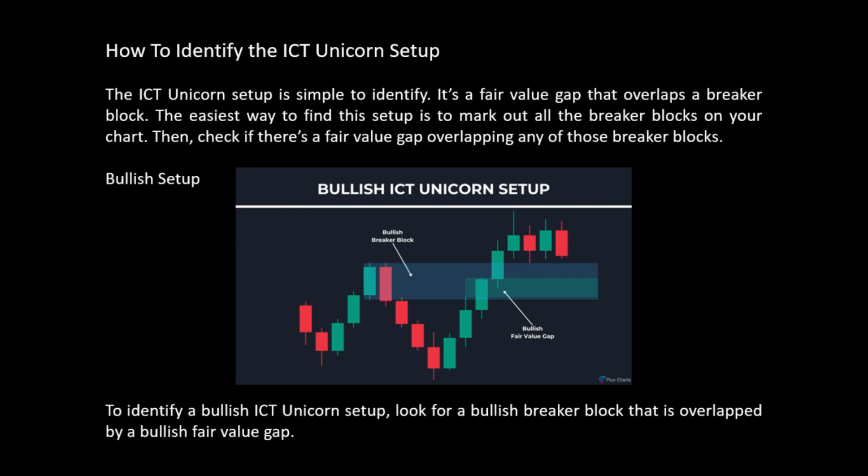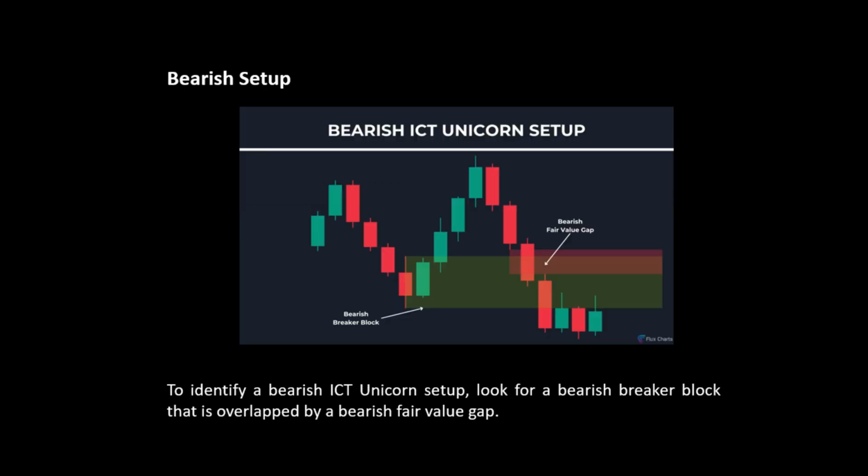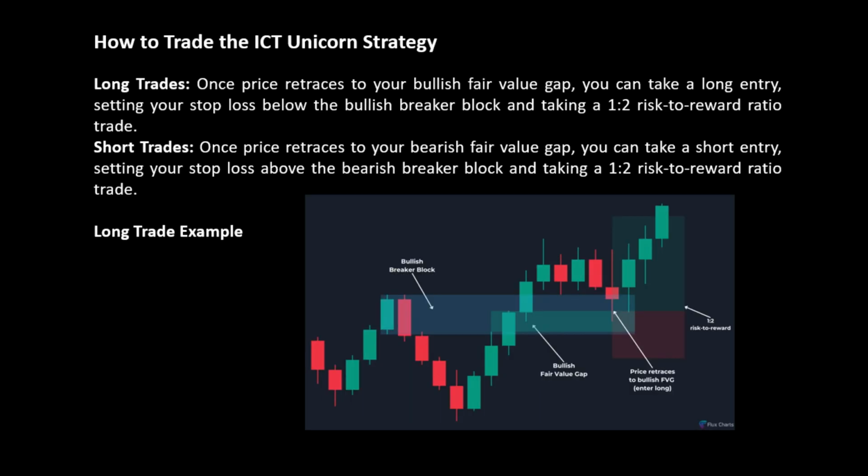Bullish setup. To identify a bullish ICT Unicorn setup, look for a bullish breaker block that is overlapped by a bullish fair value gap. Bearish setup. To identify a bearish ICT Unicorn setup, look for a bearish breaker block that is overlapped by a bearish fair value gap.